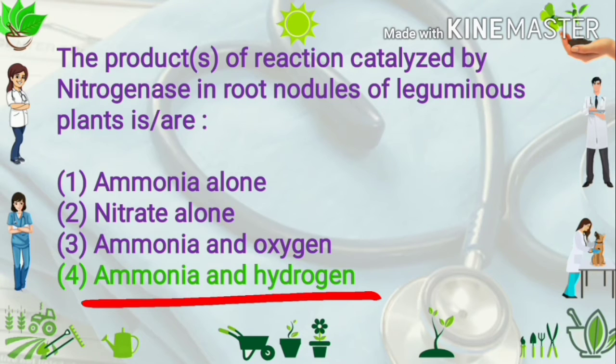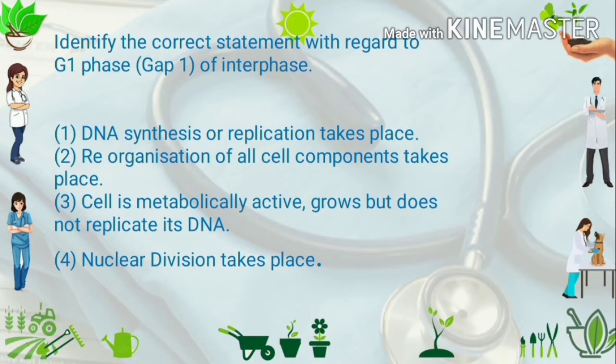Next question. Identify the correct statement with regard to gap 1 phase of interphase. First option, DNA synthesis or replication takes place. Second option, reorganization of all cell components takes place. Third option, cell is metabolically active, grows but does not replicate its DNA. Fourth option is nuclear divisions take place.